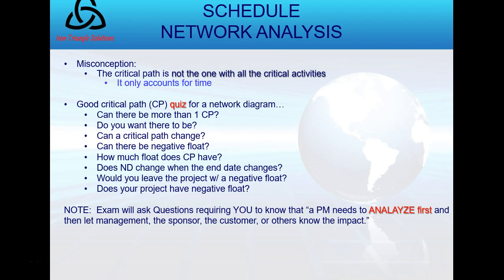Can there be negative float? Yes. What would you do as the project manager? Do something about it. Do schedule compression techniques, for example, fast tracking or crashing. How much float does the critical path have? Usually 0. Does the network diagram change when the end date changes? No. The network diagram itself, the relationships, is still the same.